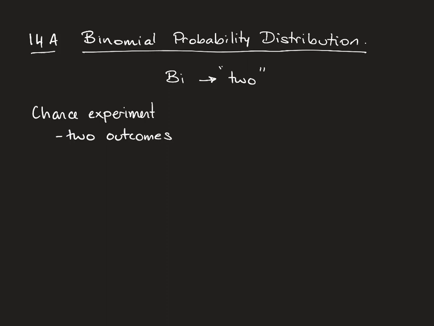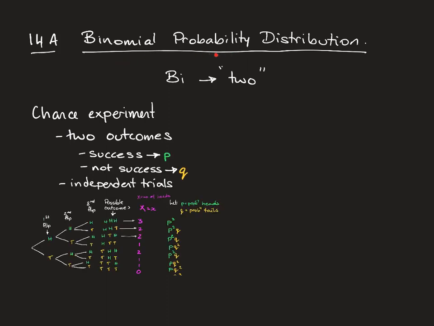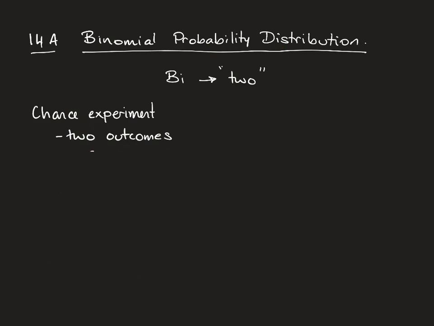In this video, we're going to look at binomial probability distribution. The prefix bi intimates two things. A binomial probability distribution is a chance experiment that has two outcomes, and we're going to call the outcomes a success with a probability of P, or not a success with a probability of Q.